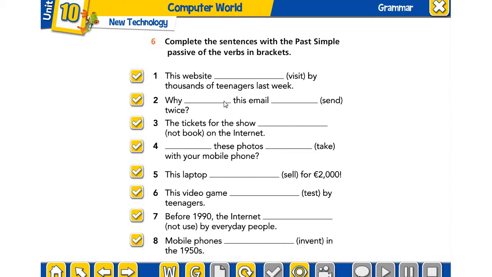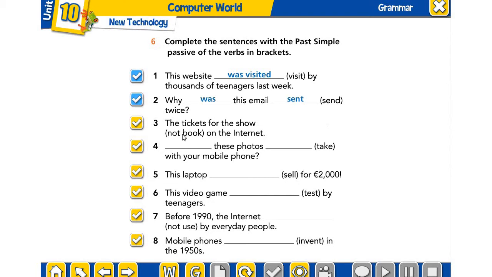Okay, this is in the past. This website, this is singular, so I'm going to put here was. Visit is regular, so I have to put ed. So was visited. Why? This is a question. For a question, you remember that I have to use helping verb was or were at the beginning of the sentence after the WH question words. Email is something singular, so we have to use was here. And send is an irregular verb. Sent. Why was this email sent twice?